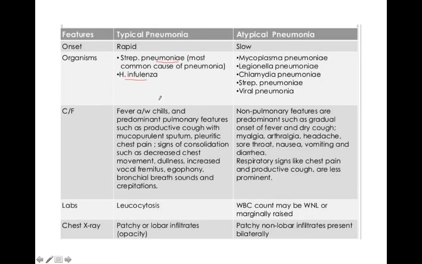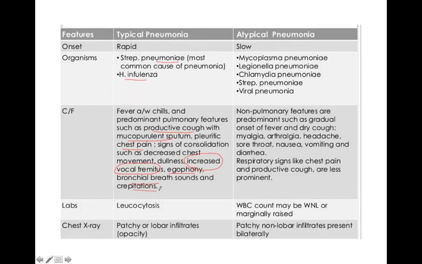Okay, so the patient will have high fever with chills. As I said, productive cough with sputum production, and there is chest pain. And there are signs of consolidation like decreased chest wall movement, dullness to percussion, increased vocal fremitus. So this is characteristic. Increased vocal fremitus, egophony, bronchial breath sounds, and crepitations. I will come to these things.